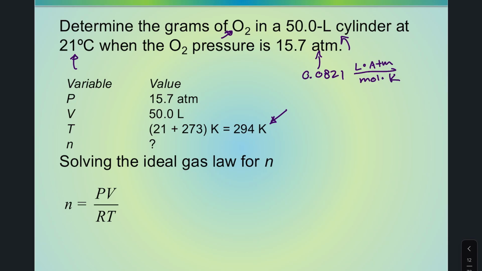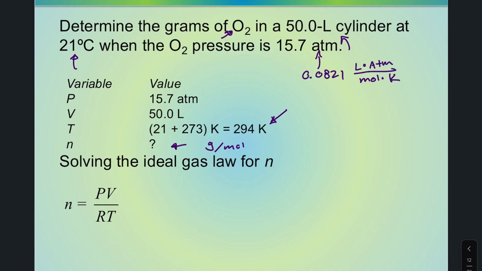We want to solve for n, because if we solve for n, then we can solve for the number of grams that we have. We can use the molar mass, grams per mole, which is excellent. Whenever you can use grams per mole, that's just a perfect thing. It's easily calculable, it's on the periodic table, so that's great.